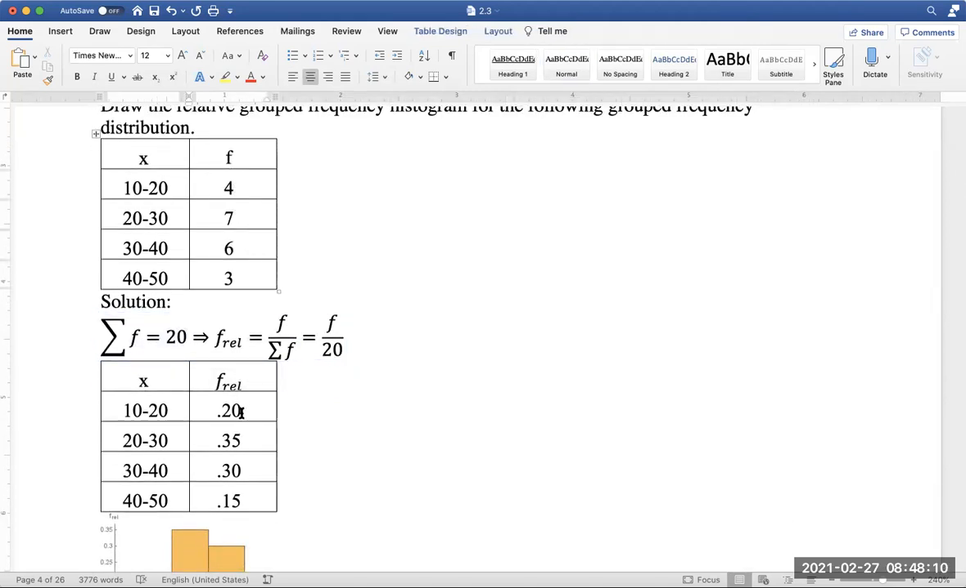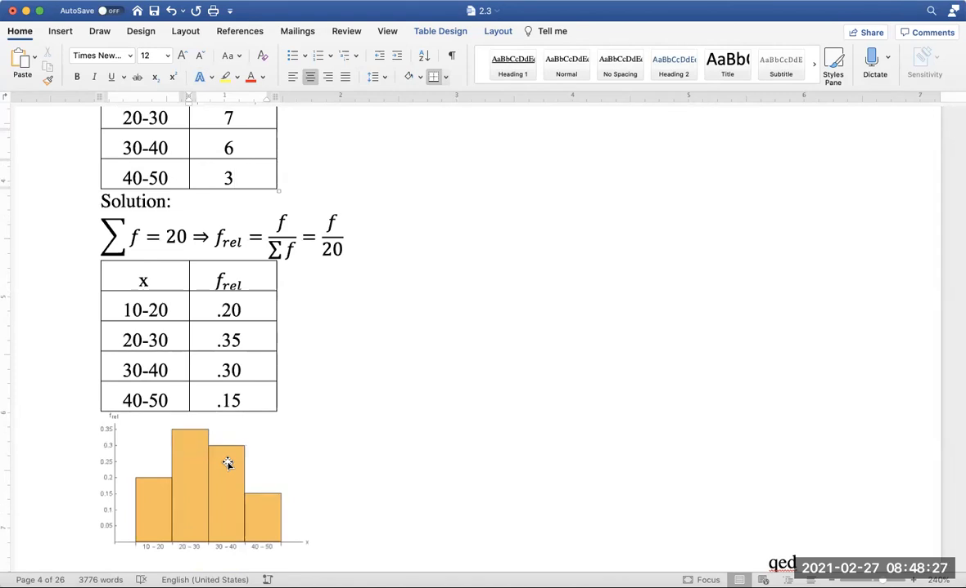4 divided by 20, 0.2. 7 divided by 20, 0.35. 6 divided by 20, 0.3. 3 divided by 20, 0.15. And let's draw the histogram for that. If I draw the relative frequency histogram, I get between 10 and 20, 0.2, between 20 and 30, 0.35, between 30 and 40, 0.3, between 40 and 50, 0.15.